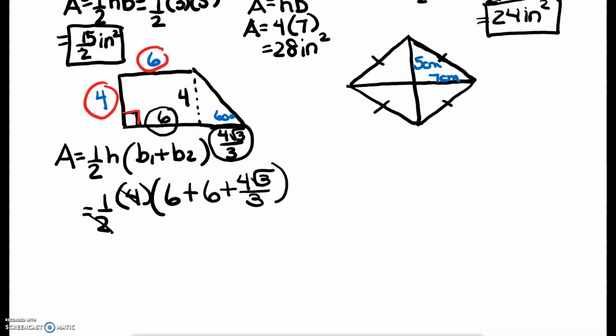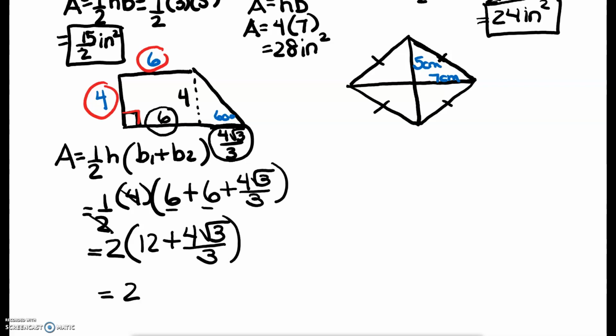When I reduce the 2 and the 4, I get a 2. When I combine like terms, I get 12 plus 4 radical 3 over 3. And when I distribute that 2, I get 24 plus 8 radical 3 over 3. And they didn't give me units, so it's just units squared.